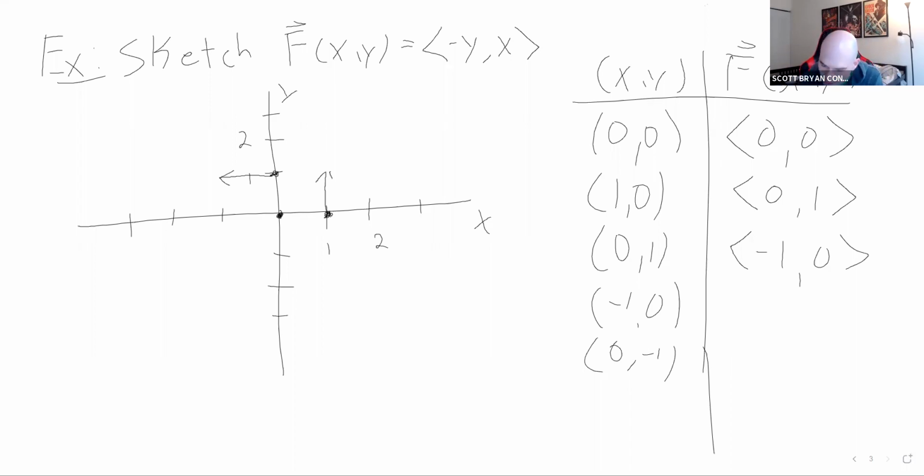And then continuing, at negative 1, 0, negative y is 0, x is negative 1. So at negative 1, 0, we get the vector which goes 0 in the x direction, negative 1 in the y direction. And at 0, negative 1, negative y is negative negative 1, which is 1, and x is 0. So at 0, negative 1, we get the vector going 1 in the x direction, 0 in the y direction.